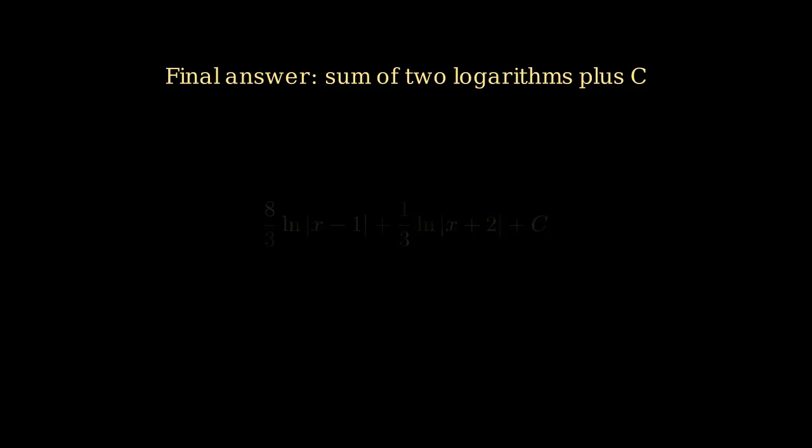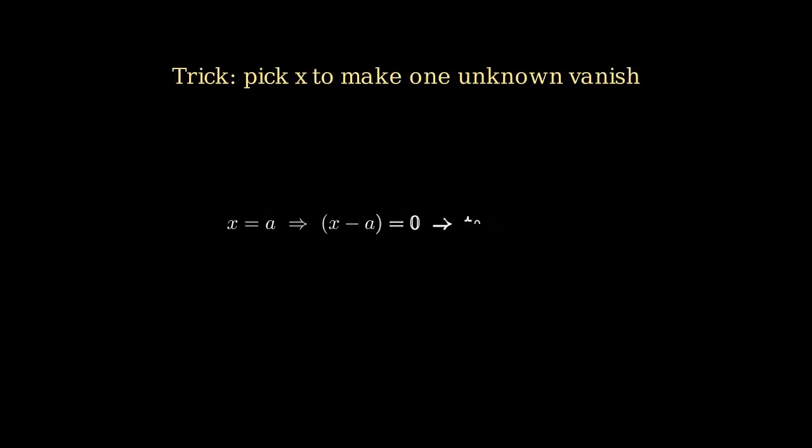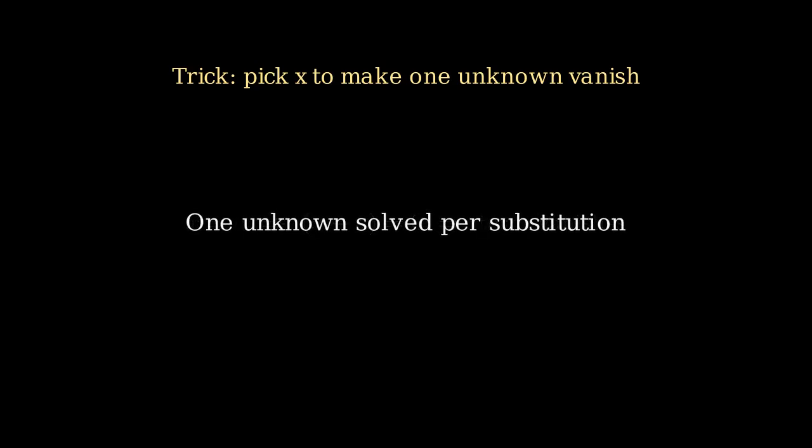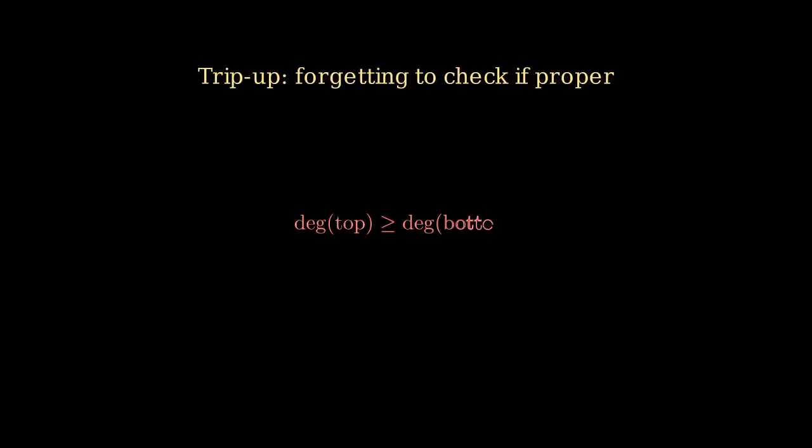The trick that makes this method so quick is choosing your x values cleverly. If you substitute the root of one linear factor, the other factor's unknown term multiplies by 0 and vanishes. So instead of solving a system of equations all at once, you solve for each unknown separately, one simple substitution at a time. The most common trip-up is forgetting to check whether the fraction is proper before decomposing.